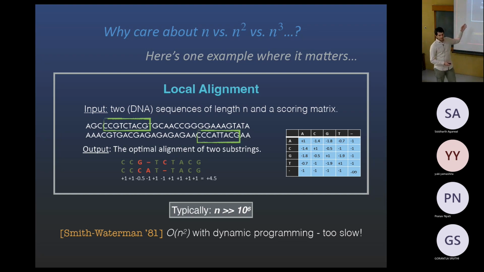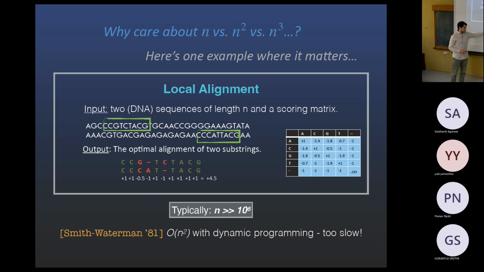It's a problem from bioinformatics, the local alignment problem. The definition will not really matter. The point is you get two DNA sequences, they're very long, and you want to find the two pieces that are most similar. Similarity is defined with some scoring matrix that tells you how much two letters match, and so on. Your goal is to find these two substrings. And you can solve this with some simple dynamic programming in n squared time, so quadratic time in the input size.